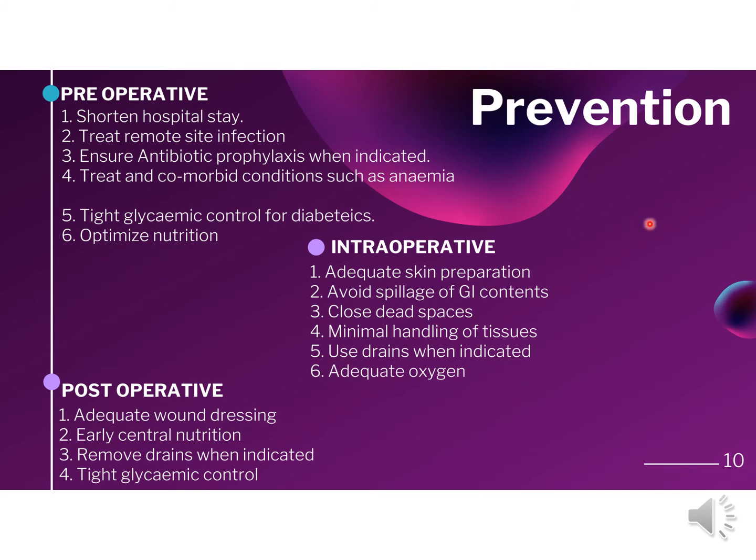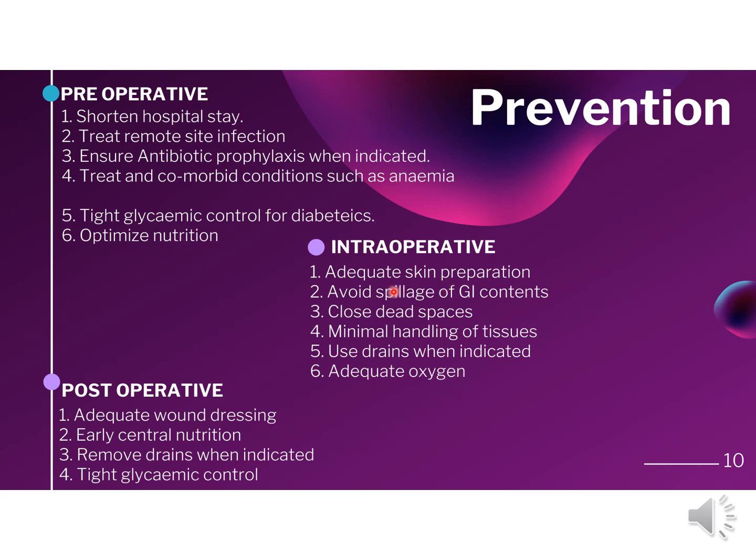Prevention of surgical site infection includes preoperative measures, intraoperative measures, and postoperative measures. But most importantly are the preoperative measures and the intraoperative measures. For the preoperative measures, shorten hospital stay to prevent patients from acquiring nosocomial infections, and treat any remote site infection before surgery, ensure antibiotic prophylaxis when indicated, treat any comorbid conditions such as anemia. Then there should be tight glycemic control for diabetics. Optimize nutrition for patients because malnutrition can impair wound healing.